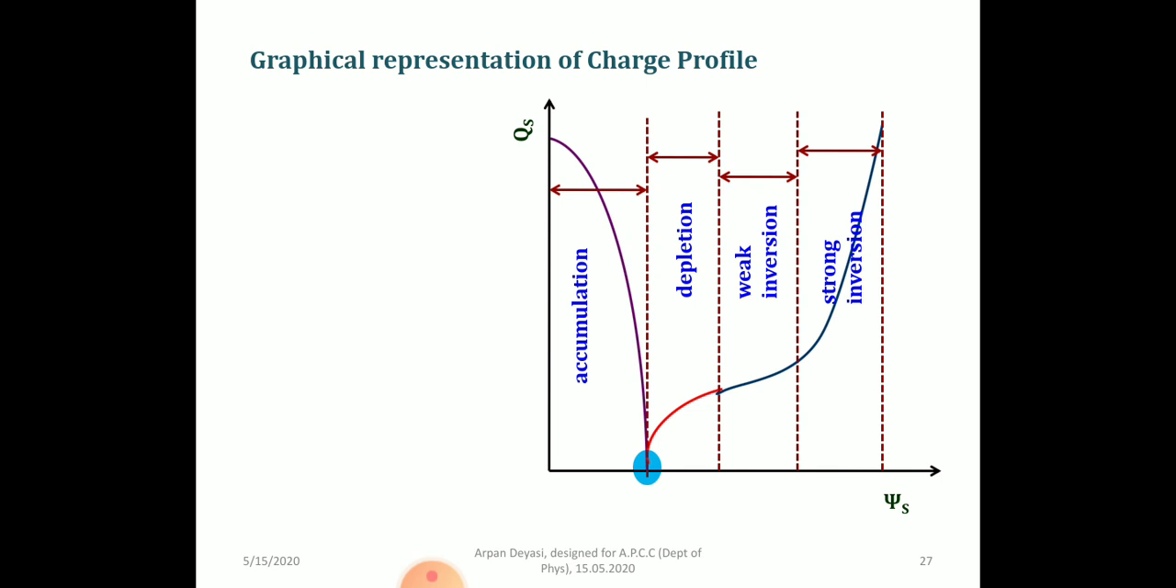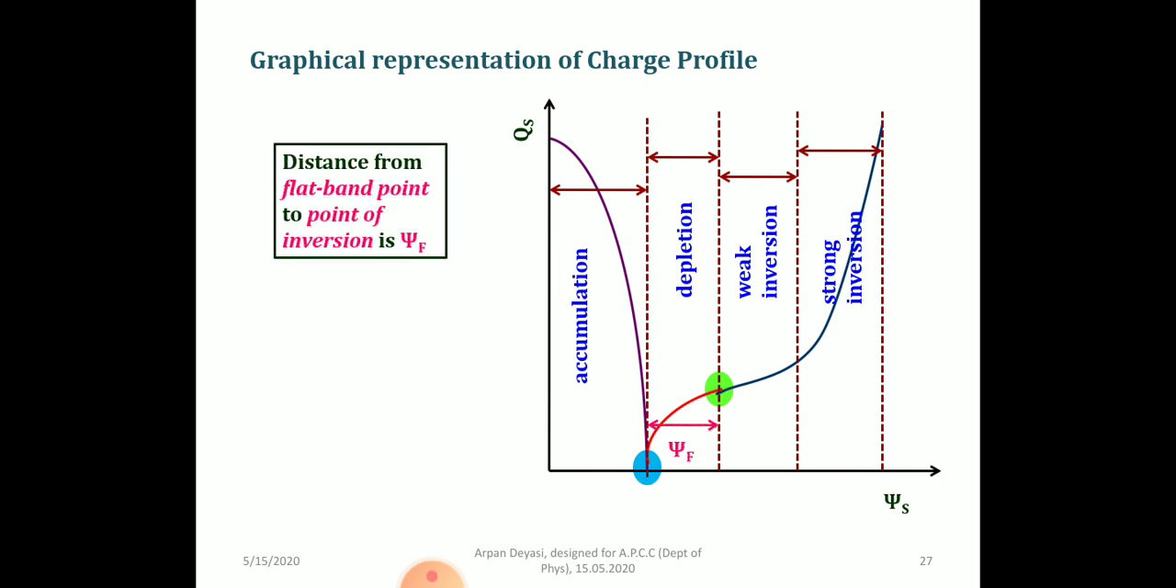So all the 5 points are designated, and the green point denotes the transition from depletion to weak inversion. That means the distance between the flat band point and the point of inversion should obviously be known as psi f, that is the Fermi potential. So the distance between flat band and the point of inversion is psi f, because that is the bending of the band when the intrinsic Fermi level touches the extrinsic Fermi level.